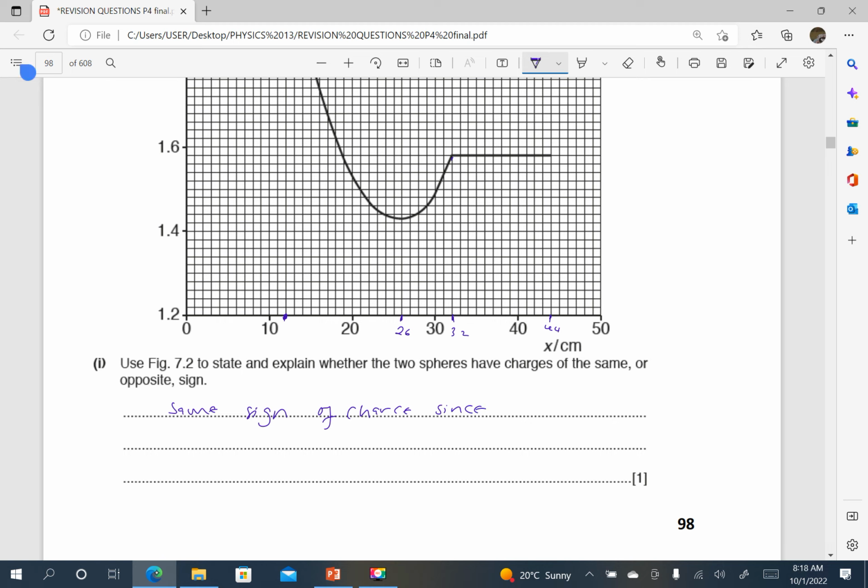Because potential is either positive or negative, it depends on the sign of the charge. So it is the same sign of charge since potential is always the same sign. We are saying it is positive because it's above the zero axis, the zero x-axis. So it is the same sign. Okay.